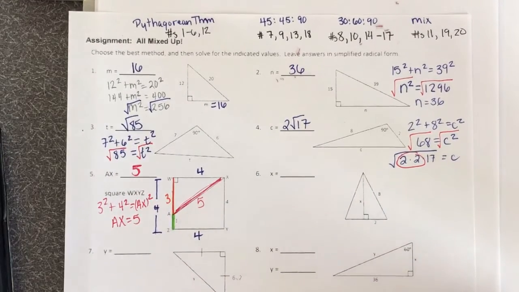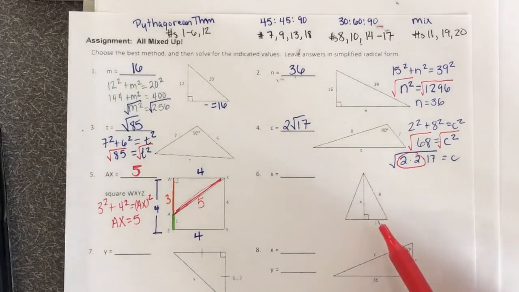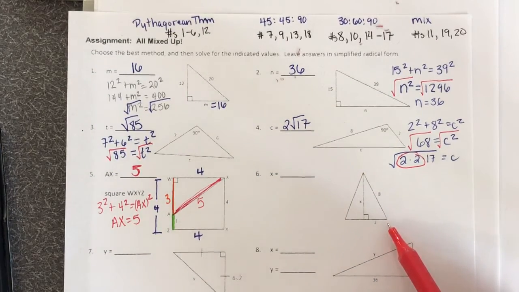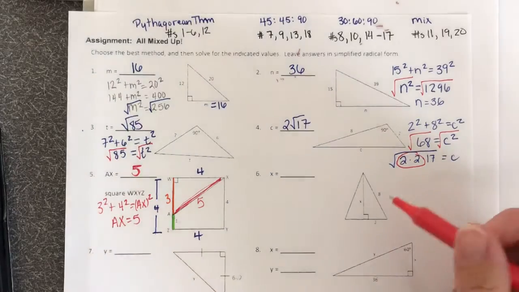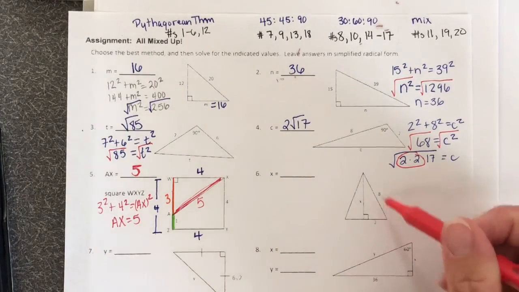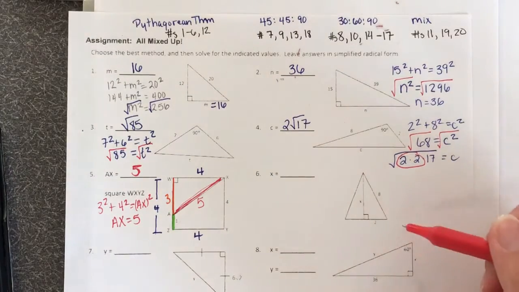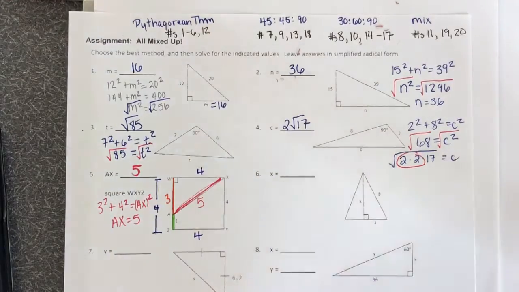Okay, and then number 6. So it is also the Pythagorean theorem. I don't have any angle measures. I cannot assume anything about that triangle. I can't assume that it's equilateral, but I don't need to because I know that this segment is 2. I know that the hypotenuse is 8, and so I've got to figure out what x is.